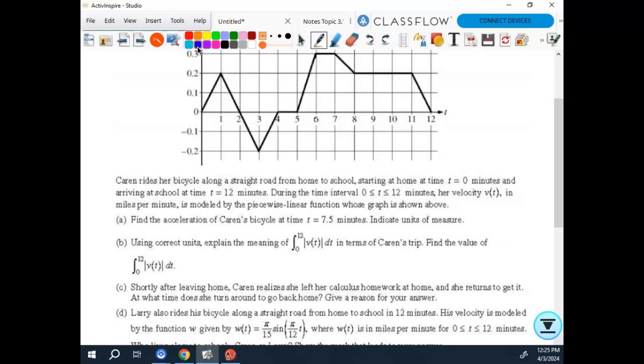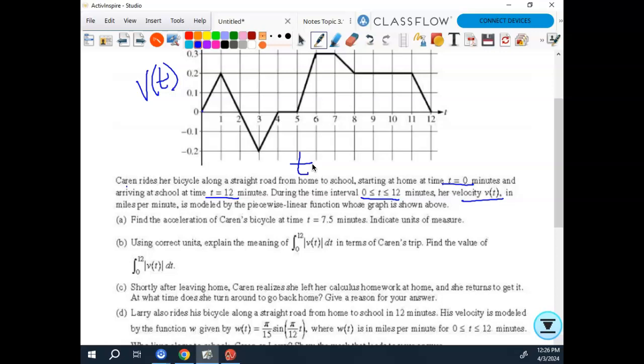Okay? Karen is riding her bicycle along a straight road from home to school. So she just lives right at the end of the road or in the middle of the road, whatever. Starting at home at time t equals 0 and arriving at school at t equals 12 minutes. During this time interval, her velocity in miles per minute is modeled by the piecewise linear function. So this is a velocity graph. We label that so we make sure we know what we are looking at. Okay?